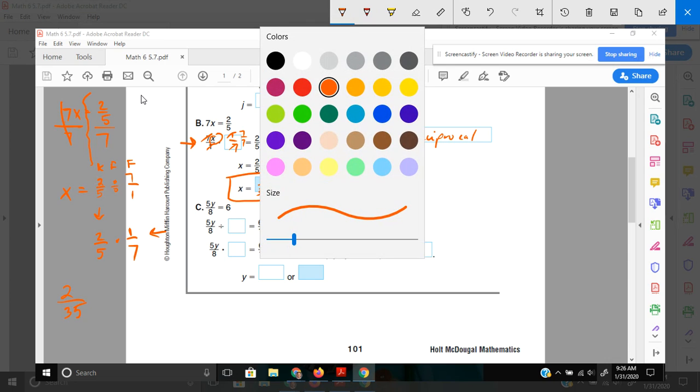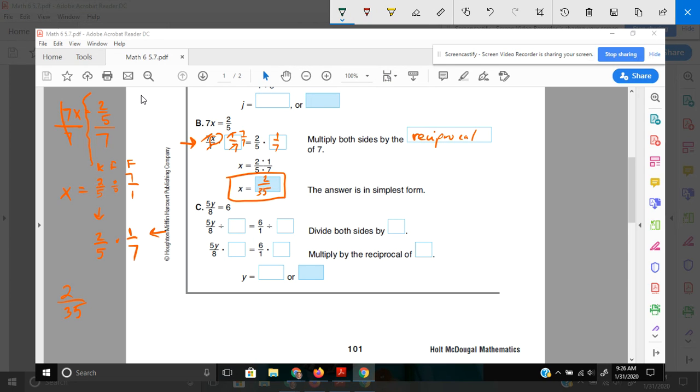Lastly, we'll finish with letter C. It is similar. I've got 5/8 y. So this means 5/8 times y equals 6. Y and 5/8 are right next to each other, so that implies multiplying. To undo that, I would divide by 5/8 on both sides of my equation. Once again, dividing fractions, I'm thinking keep, flip, flop and multiply by the reciprocal. Again, I divided both sides by 5/8. 5/8 divided by 5/8 here cancels out because it's 1, which is perfect. And now I've isolated my y.